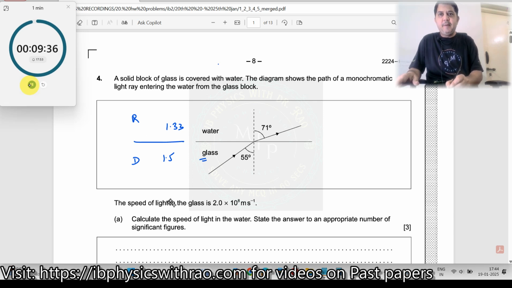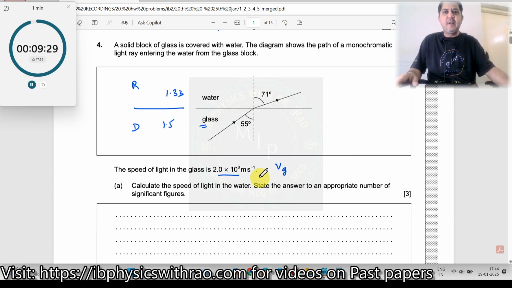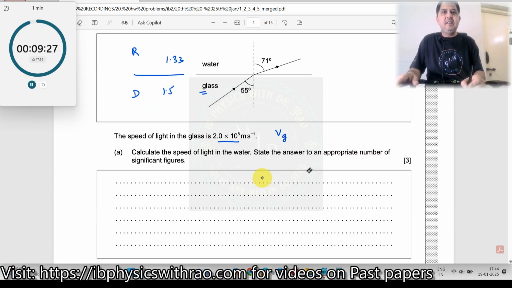The speed of light in glass is 2 into 10 power 8. So this is already given to you, which is Vg. And then calculate the speed of light in the water. We want to find out what is the speed of light in water. State an answer to an appropriate number of significant figures. Okay. Now how do we do this?